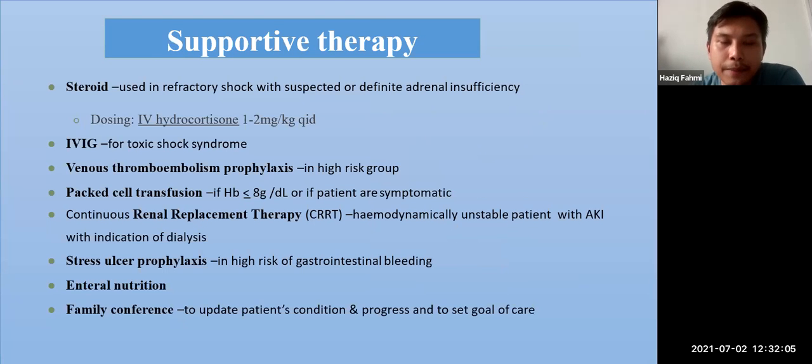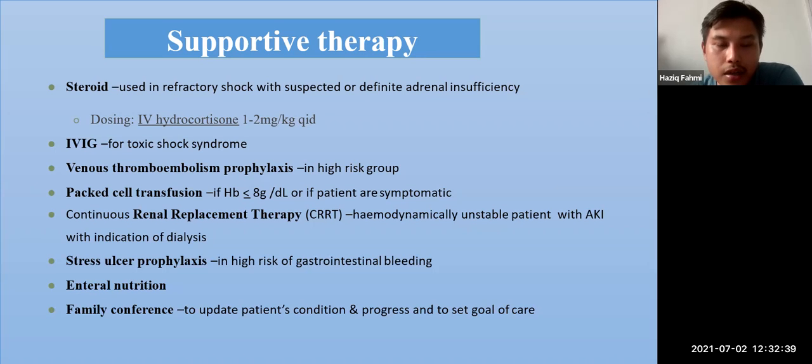So the supportive therapy, steroid can be used in refractory shock with suspected or definite adrenal insufficiency. So the refractory shock based on up-to-date, there are 2 types, which is fluid refractory septic shock, which exists when the cardiovascular dysfunction persists despite at least 60 ml per kilo of fluid resus. And the second one is catecholamine resistant septic shock, exists when the shock persists despite therapy with dopamine of more than 10 microgram per kg per minute.